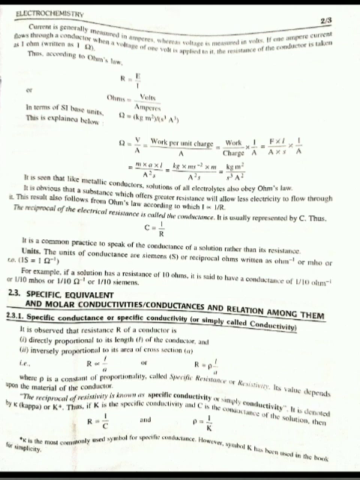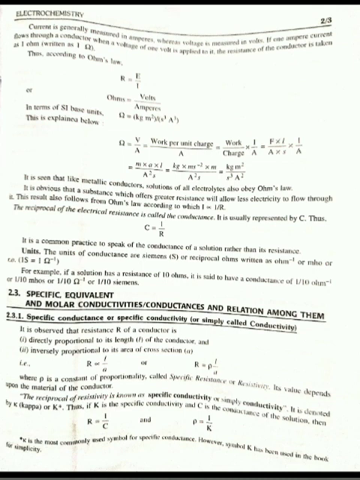That is, R is proportional to L upon A, or R is equal to rho L upon A, where rho is a constant of proportionality called specific resistance or resistivity. Its value depends upon the material of the conductor. The reciprocal of resistivity is known as specific conductivity or simply conductivity. It is denoted by kappa or K.